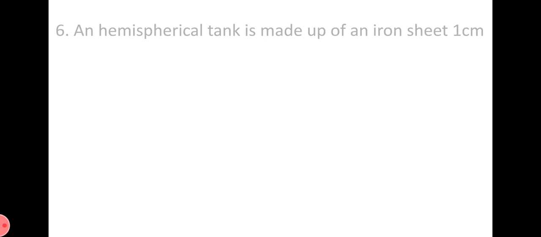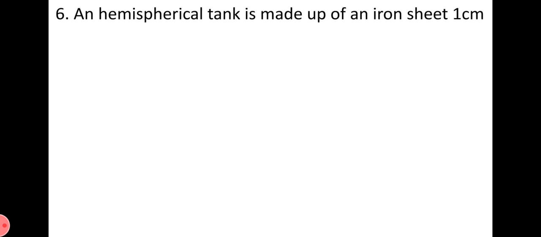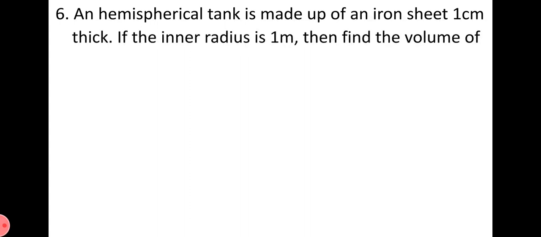Number 6. A hemispherical tank is made up of an iron sheet 1 centimeter thick. If the inner radius is 1 meter, then find the volume of iron used to make the tank. Now it is given a tank in the shape of a hemisphere is made using an iron sheet whose thickness is given as 1 centimeter, and the inner radius of the hemispherical tank is given as 1 meter. We have to find the volume of the iron used to make the tank.